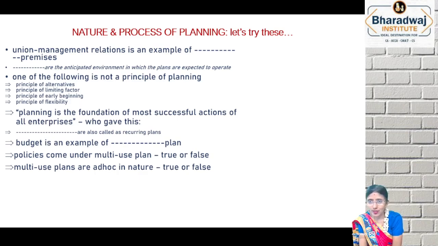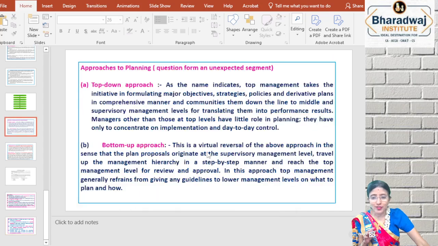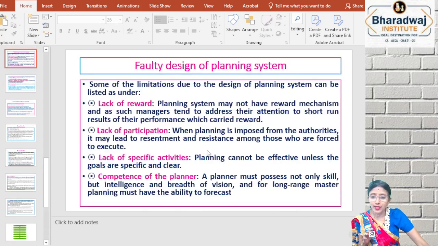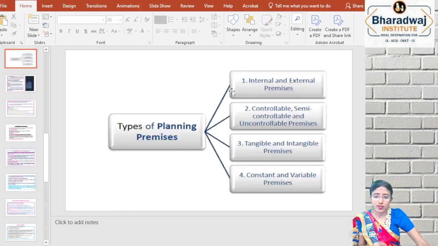Anything you found out? Answers? Yes? Okay. Union management relations is an example of dash premises. Under planning premises, you have subtypes. Under what type does it come? Is it internal? Is it external? Is it controllable? Is it semi-controllable? Uncontrollable? Tangible? Intangible? Constant? Variable? Union management relationship comes under which type of planning premises?